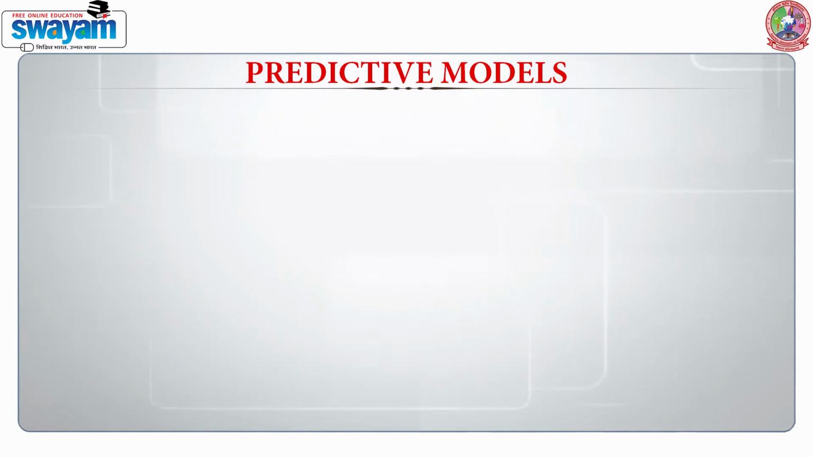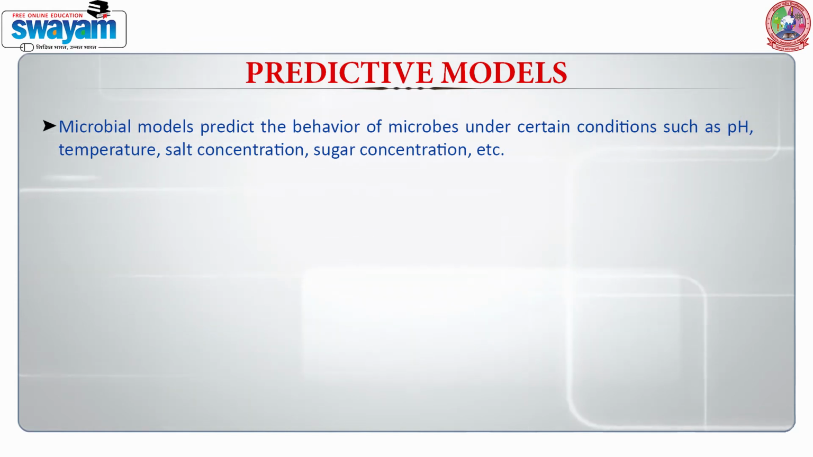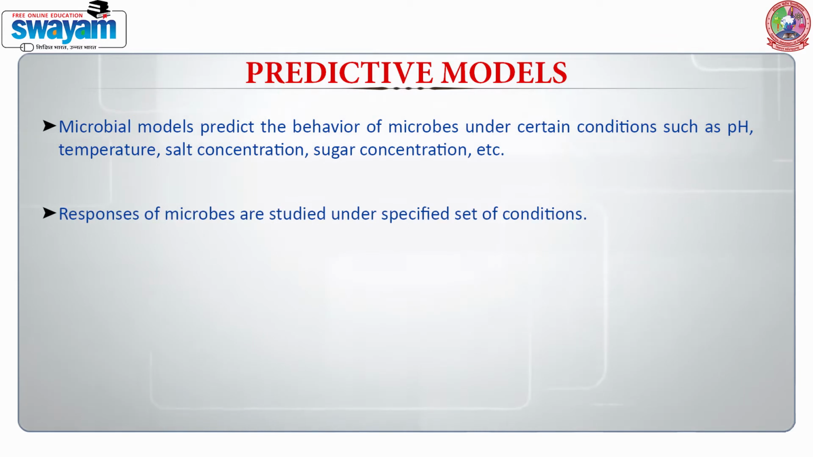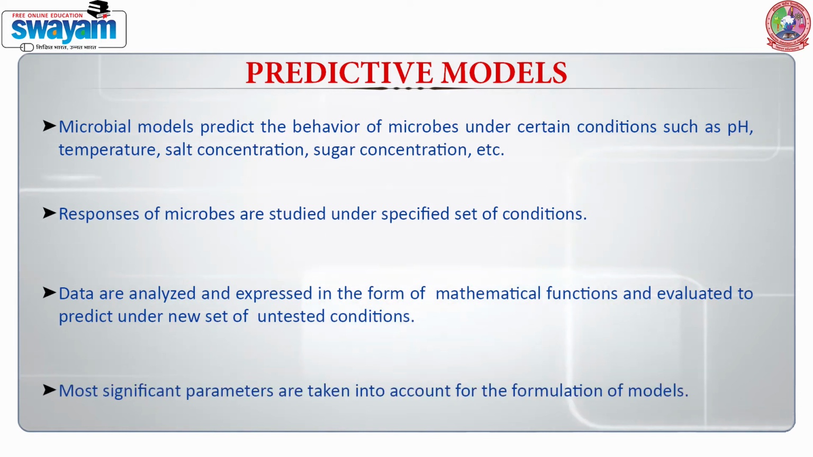What are these predictive models? These models are going to predict the behavior of the microbes under conditions such as pH, temperature, salt, sugar changes. We are also going to take the responses of the microbes. These responses are then studied under a specified set of conditions, and then the data which has been collected is analyzed and expressed in the form of mathematical functions and evaluated to predict the new set of untested conditions. The most significant parameters are taken into account for the formulation of these predictive models.